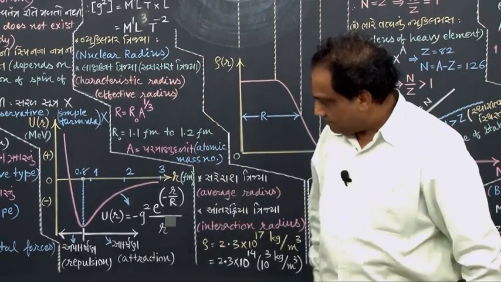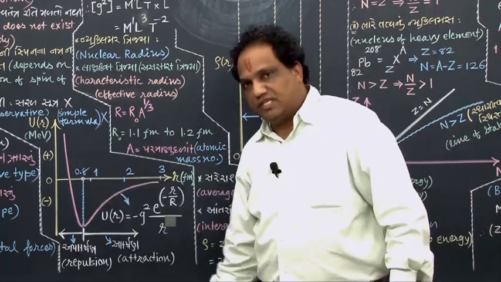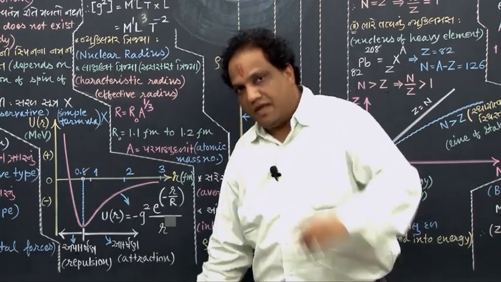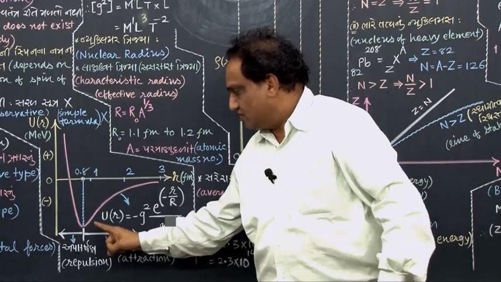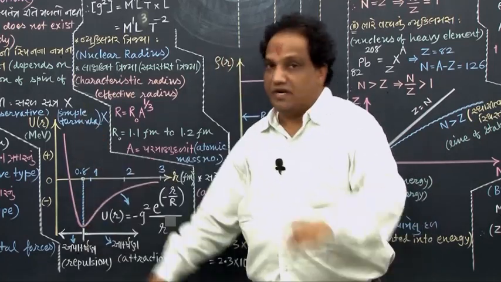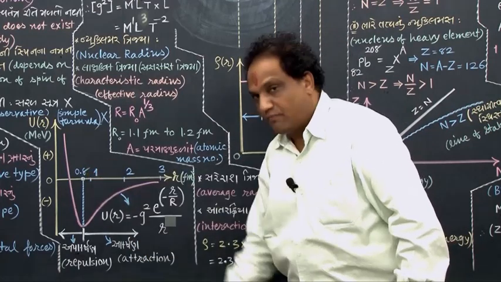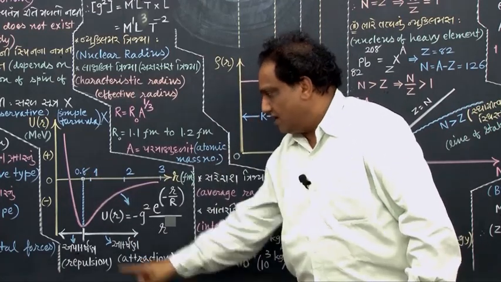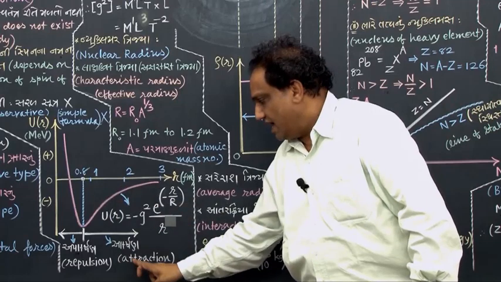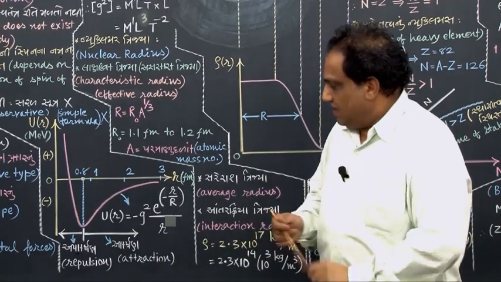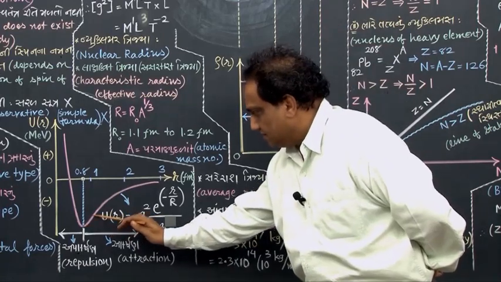Correct? Fine. So when separation between two nucleons is less than 0.8 Fermi, at that time internucleon forces are repulsive, and when separation between two nucleons is more than 0.8 Fermi, at that time internucleon forces are attractive. Got it? Fine. Now in this part of the graph, look here.